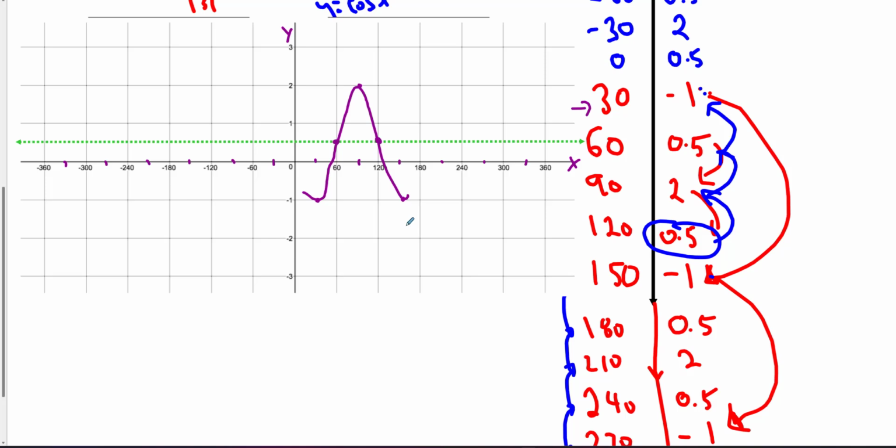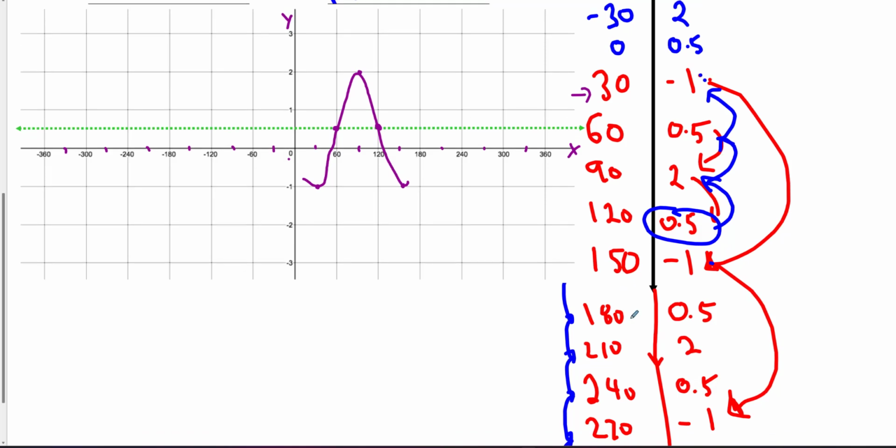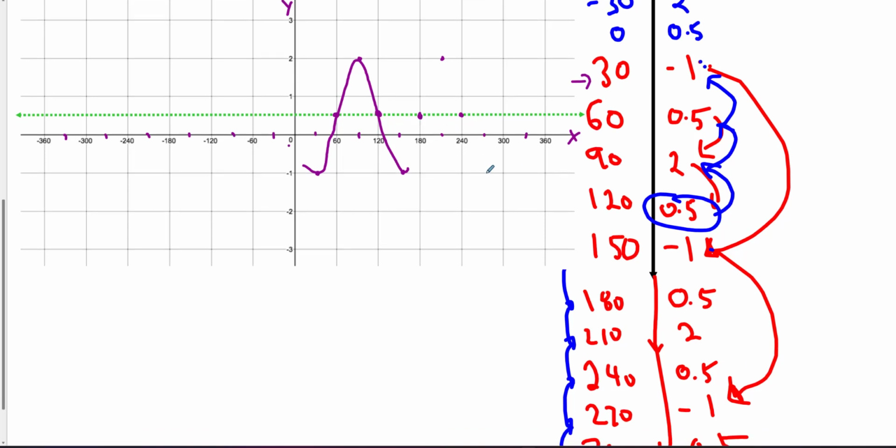And yeah, that's not bad. I mean, you might get full marks depending on what the question is asking. So this technically is correct, but normally we like to graph at least from 0 to 360, at least, if not more. So the next point is 180 and 0.5, 210 and 2, 240 and a half, 270 and negative 1. So here we have another cycle.